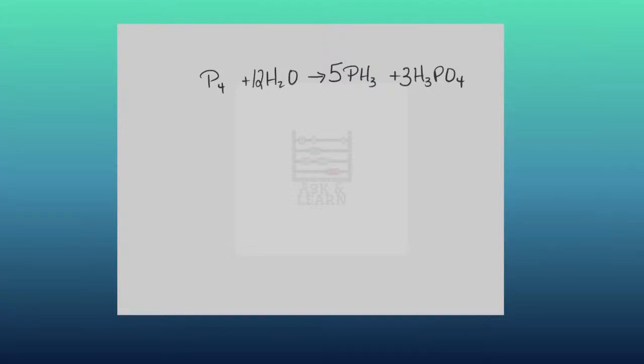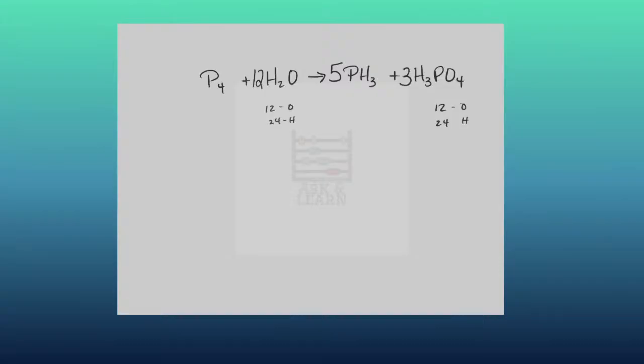Now I have 12 oxygen on this side, and 12 oxygen on this side. For my hydrogen, I have 9 plus 15 is 24 hydrogen, and I have 24 hydrogen over here. So that looks pretty good.